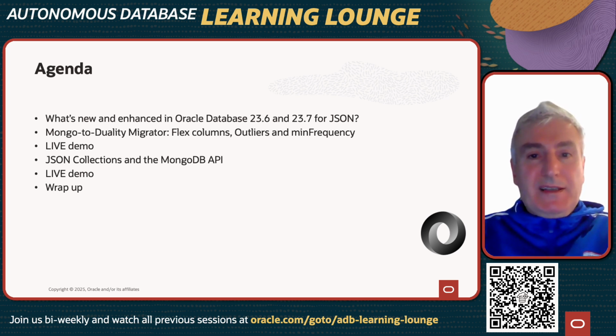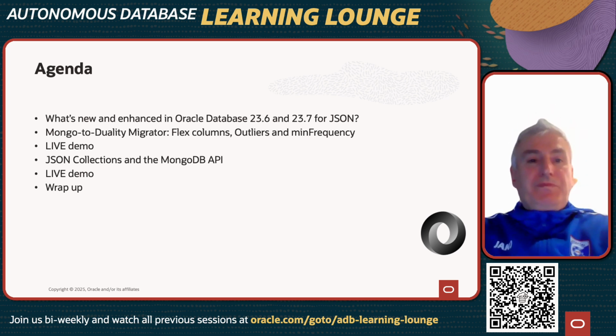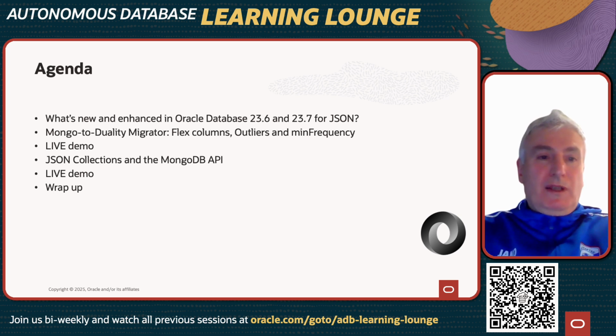Since 23.6 came also a few months ago, we'll cover both 23.6 and 23.7 in one go. We'll do a live demo with the Mongo-to-Duality Migrator. It's JSON-to-Duality Migrator, actually the complete name. We'll cover flex columns. We'll explain what is an outlier and what is frequency, minimum frequency for fields.